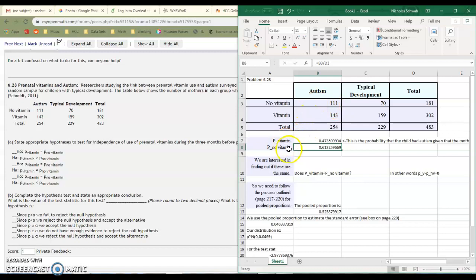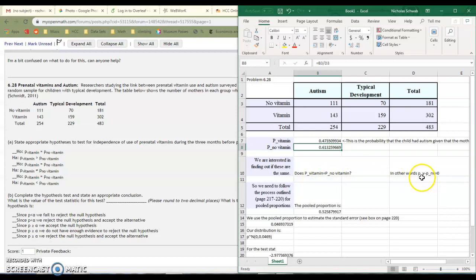We want to know, are these two proportions different from each other? I mean, they look different, but are they statistically significantly different? So that's what we're trying to find out. We want to know, is the proportion of people who took vitamins whose kids have autism the same as the people who didn't take vitamins whose kids have autism?